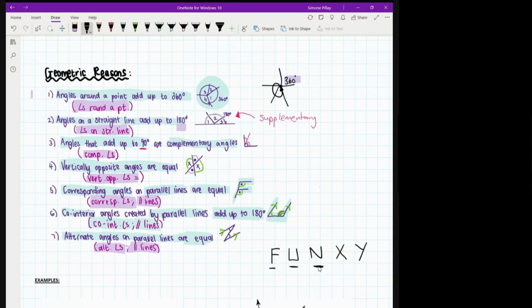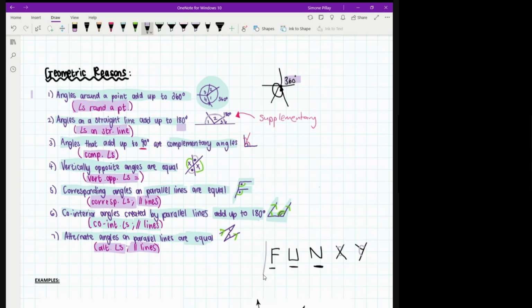These are my alternate angles. These are my vertically opposite angles. And these are my angles on a straight line. So this is how I learned it and how I still think of it today. Fancy. If you have your own rule, that's okay.